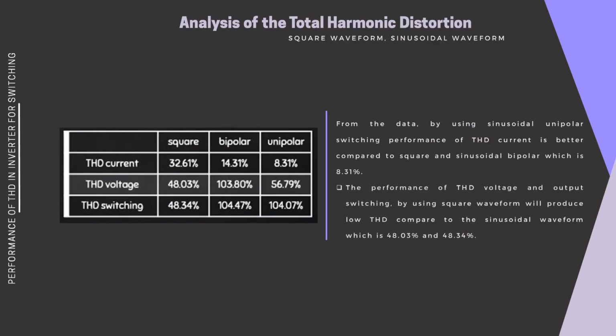For the comparison of the square waveform and sinusoidal waveform, with analysis of THD level from the data, by using unipolar switching the performance of THD current is better, which is 8.31% compared to the square waveform and sinusoidal bipolar switching. Then, for the performance of THD voltage and output with switching, by using square waveform we produce low THD compared to the sinusoidal waveform, which is 48.03% and 48.34%.